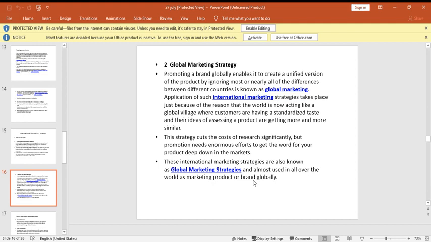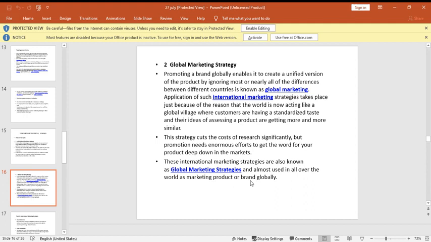Then, regarding global marketing strategy, promoting a brand globally enables it to create a unified version of the product by ignoring most or nearly all of the differences between different countries, which is known as global marketing. Application of such international marketing strategies takes place because the world is now acting like a global village where customers have a similar taste, and their ideas of accessing a product are getting more and more similar.